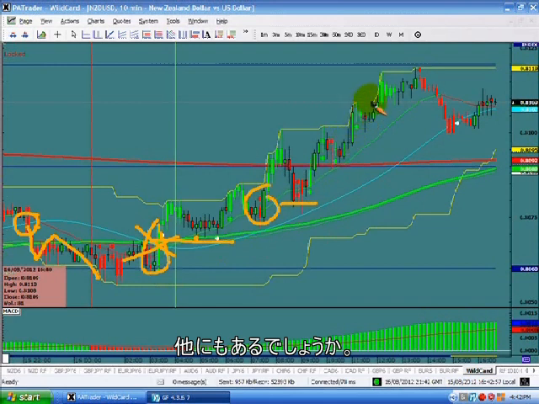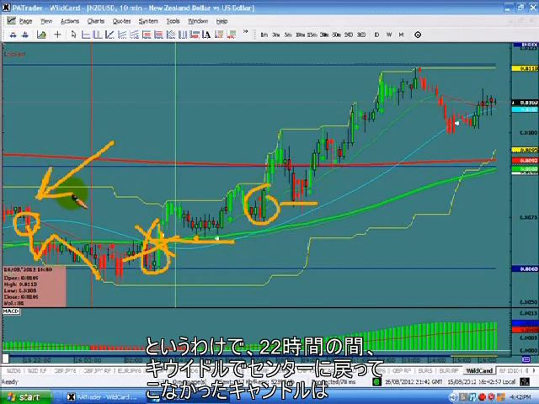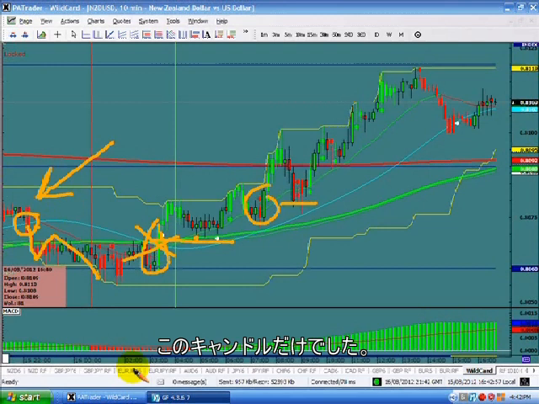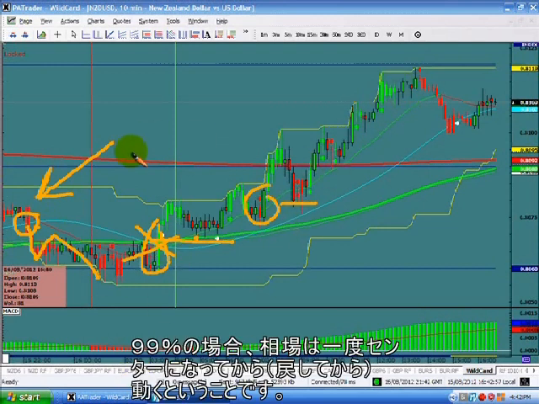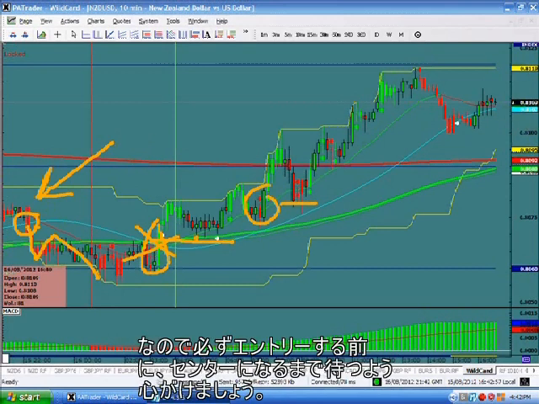So as we're looking right to left, do we have any candles in here? No. Okay, so the only candle that did not center on the New Zealand in 22 hours was that candle right there, all right? That's 22 hours of trading, and what does that tell us? That 99% of the time, the market centers. Before you enter, let it center.